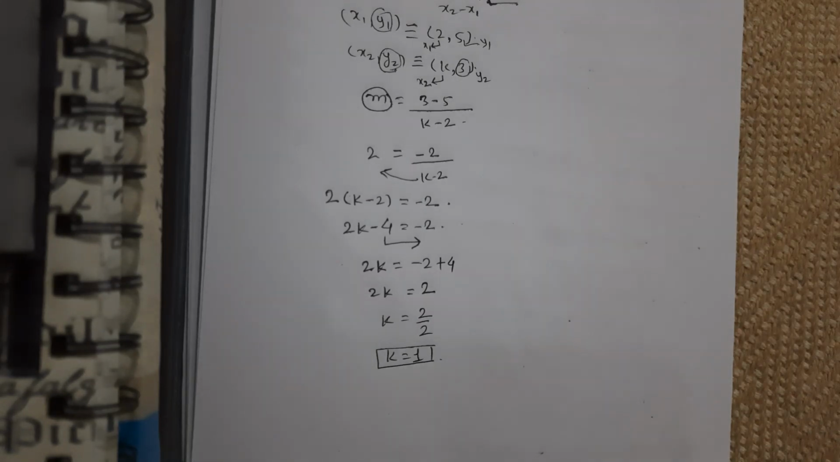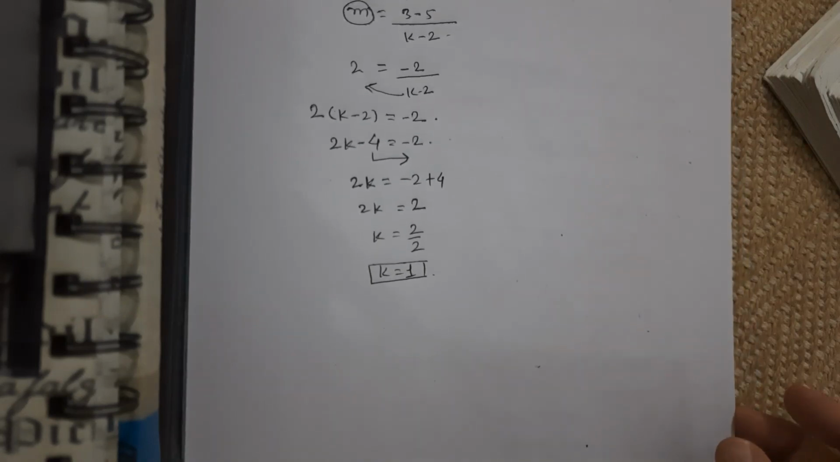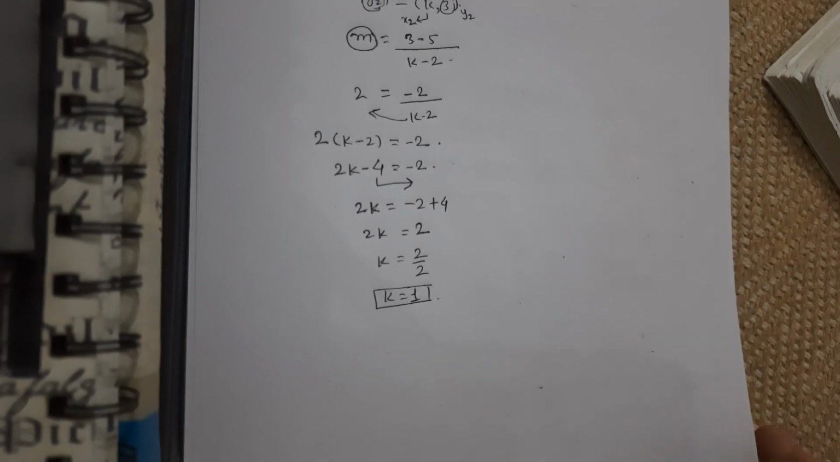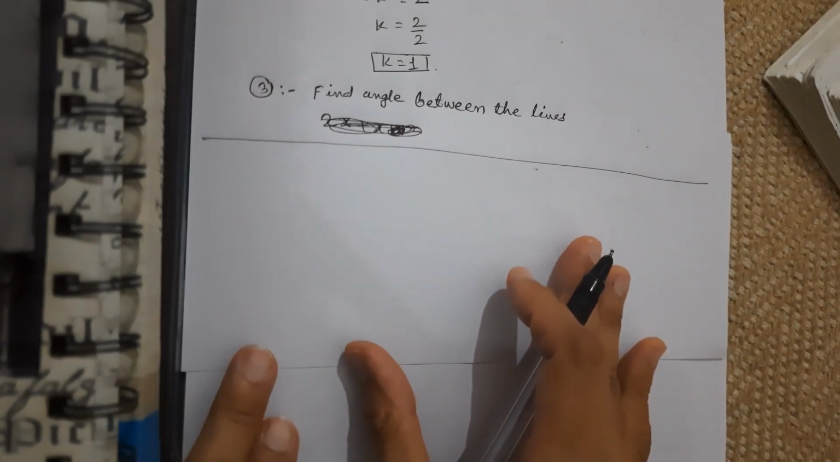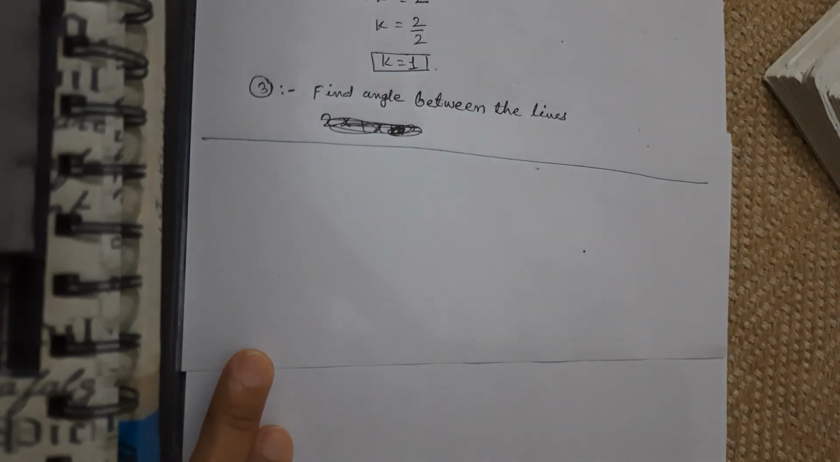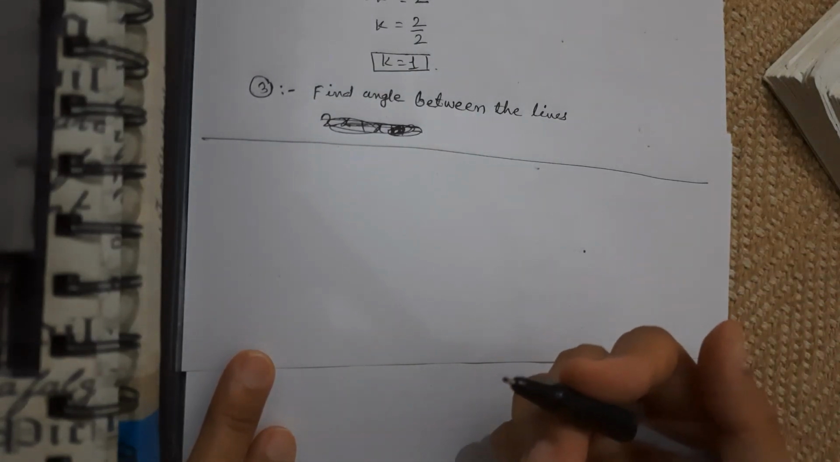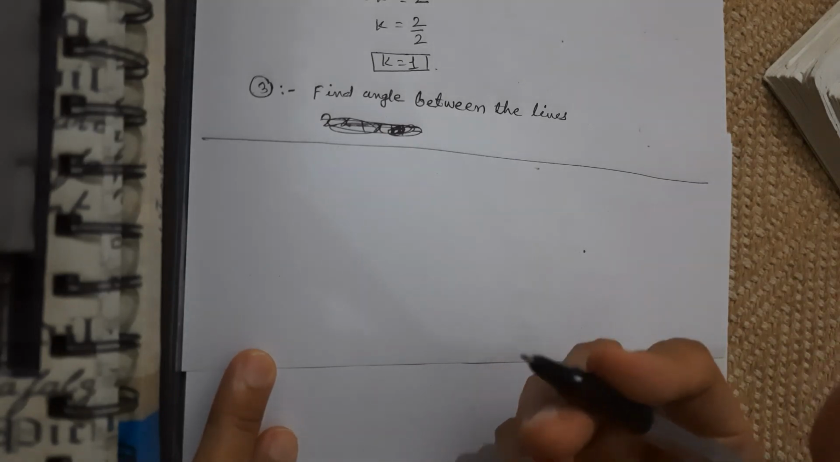Now suppose I want to find the angle between two lines and a slope is given. Now before moving to the next example, I just want you to recall one more formula which you have used in your previous classes to calculate the slope of a line.